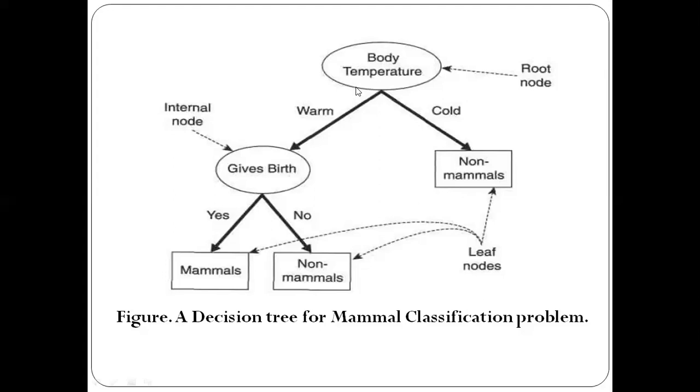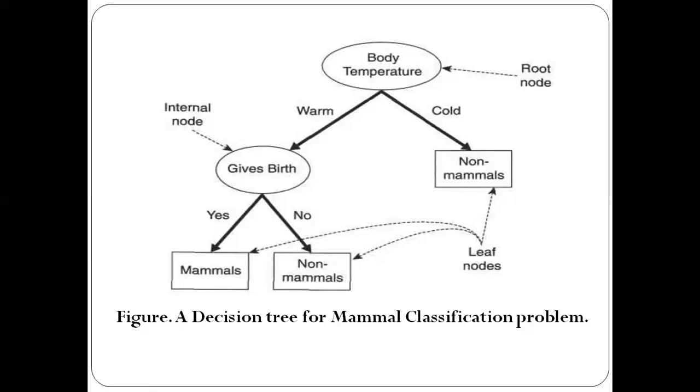What we have done is, we have asked the first question about the body temperature characteristics. Suppose if the body temperature is cold blooded, then obviously it means that it is non-mammal. Next, suppose if it is warm blooded, we have asked the next question, that is if the female gives birth to their young or not. Suppose if they give birth to their young, then it will be considered as mammal. If they don't give birth, then it will be considered as non-mammal. So this is the decision tree that has been represented for the vertebrate classification problem.